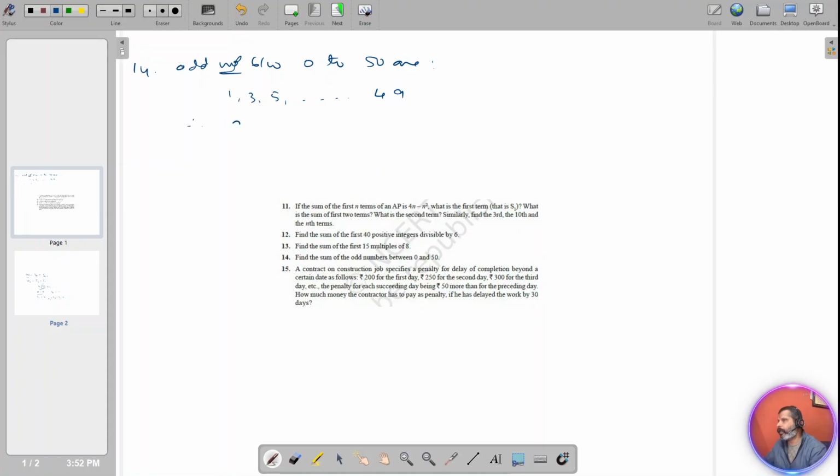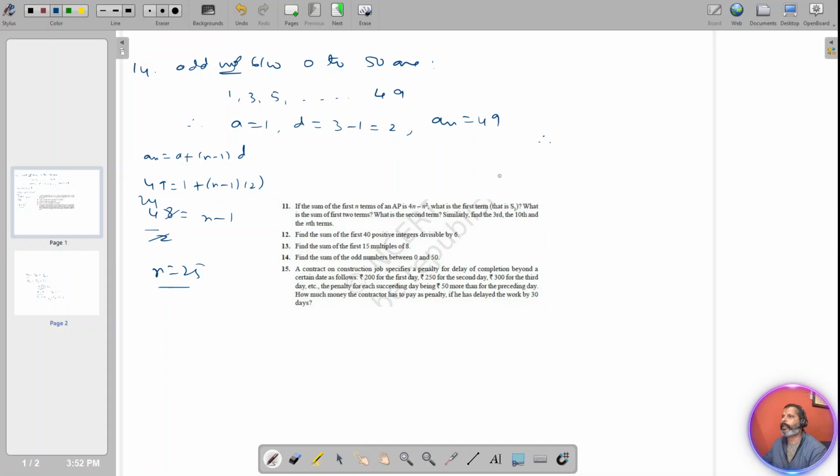Therefore, from this one, we get A equal to 1, D equal to 3 minus 1, 2, An is equal to 49. Since An is known, we don't know N here. So first we'll find N. An is equal to A plus N minus 1 into D. 49 equals 1 plus N minus 1 into 2. 49 minus 1, 48 by 2 equal to N minus 1, 24. It becomes N is equal to 25.